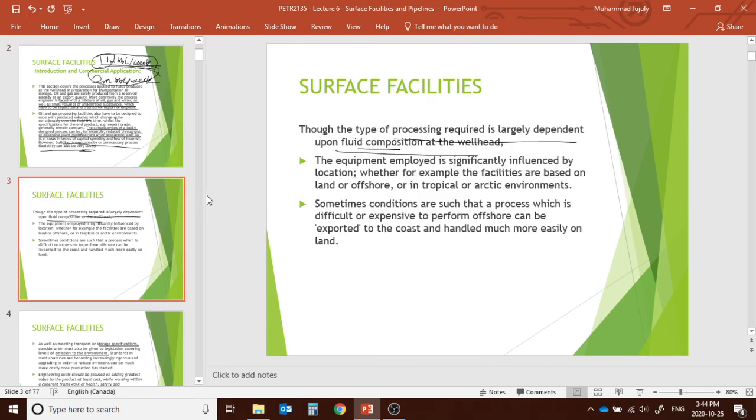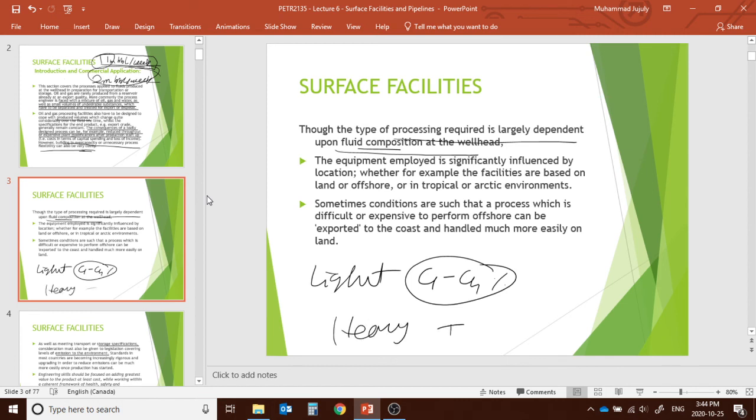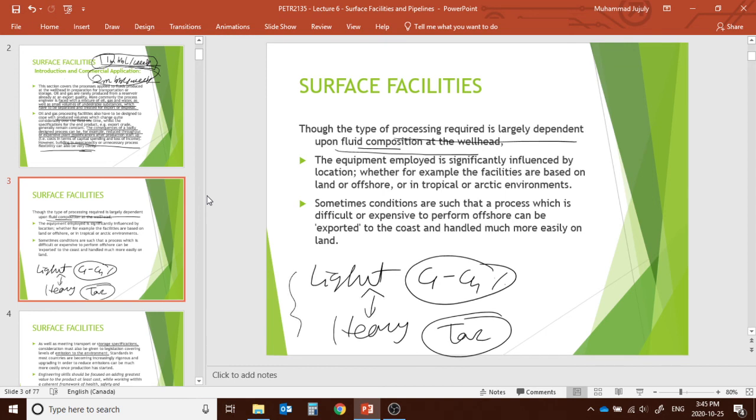And the second is the fluid composition. Based on the fluid composition, your process design would change. How? A light crude oil has a significant percentage of gas dissolved in it, C1 to C4, and a heavy crude oil has a significant portion of tar. Designing the equipment for these two would be very different. For the light crude oil, you need a different type of separator than for the heavy crude oil. That's exactly why the fluid composition is also very important.